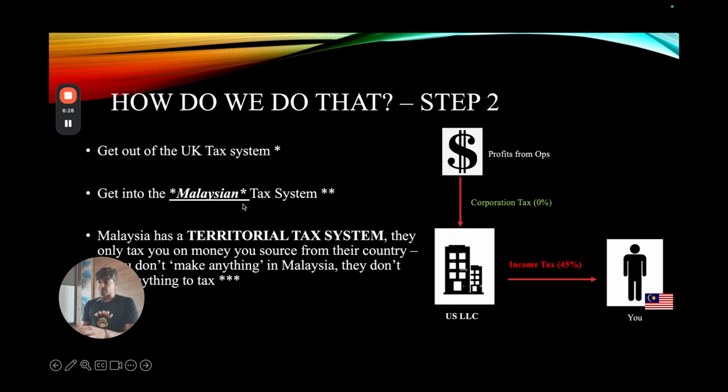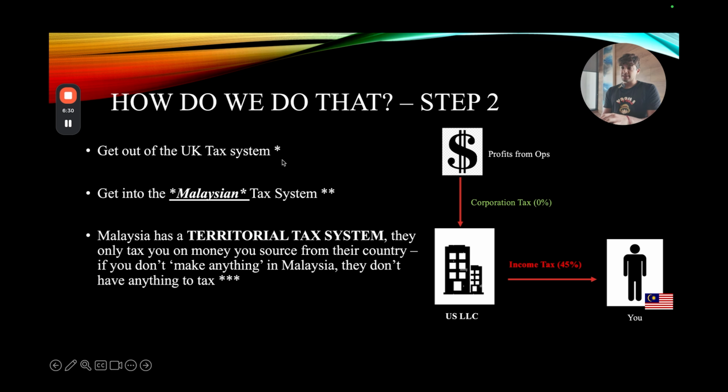So step 2 is we get out of the UK tax system into the Malaysian tax system and pay no tax on income as well. So how does this work? Malaysia has a territorial tax system. So what does this mean? They only tax you on money that you source from their country. Basically, if you don't make anything in Malaysia, they don't have anything to tax. The UK, Australia, European countries, they're like, we want to tax you on everything you make.